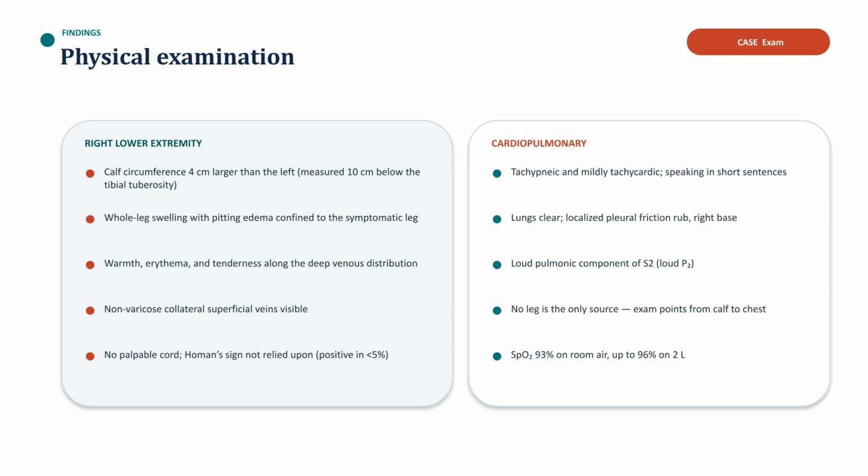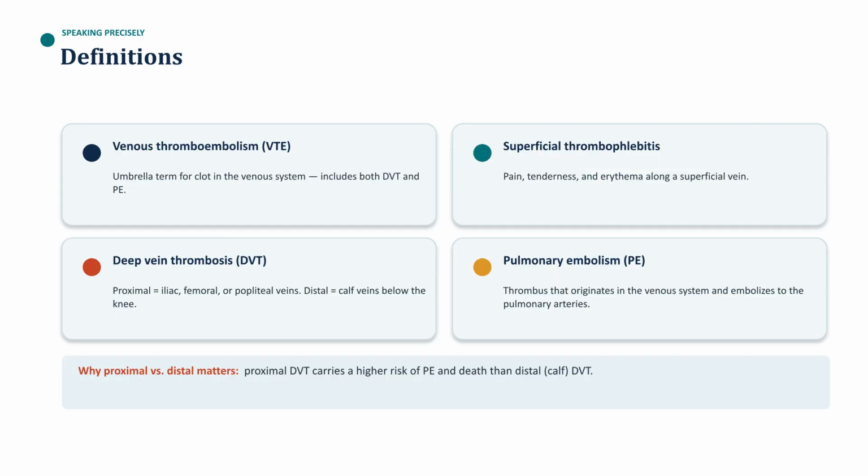Her cardiopulmonary exam, with tachypnea and a loud pulmonic component of S2, strongly suggests the clot has migrated to her lungs. Let's be precise with our definitions. VTE is the umbrella term for DVT and PE. Proximal DVT, occurring in the iliac, femoral, or popliteal veins, is significantly more dangerous than distal calf DVT due to a higher risk of embolization and mortality.